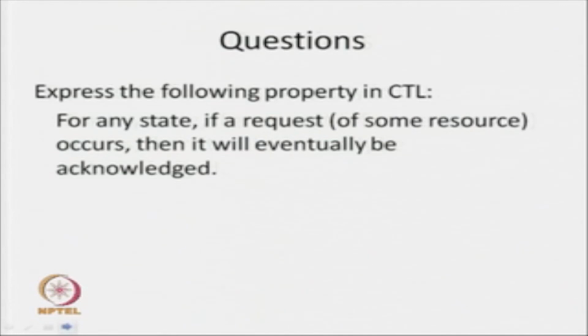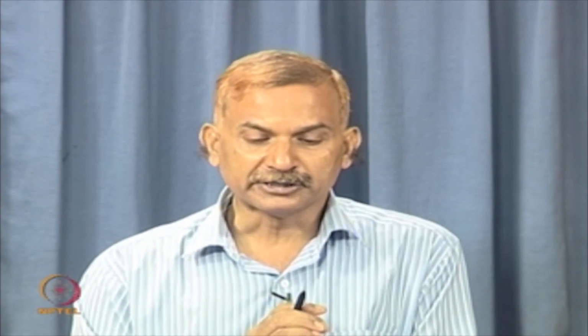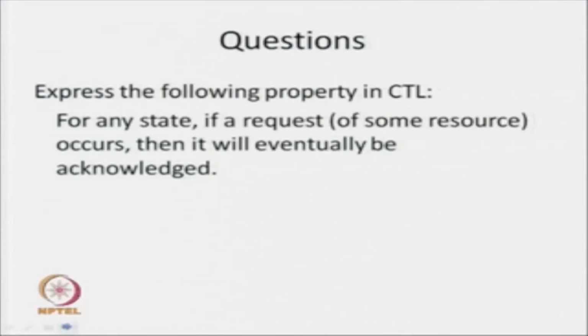Another property, just see, express the following property in CTL. The property says that for any state, if a request for some resource occurs, then it will eventually be acknowledged. If we look at a distributed system or a concurrent system, the same resources will be shared by different processes. So, if we are requesting a particular resource, it may be a shared memory or some other device.